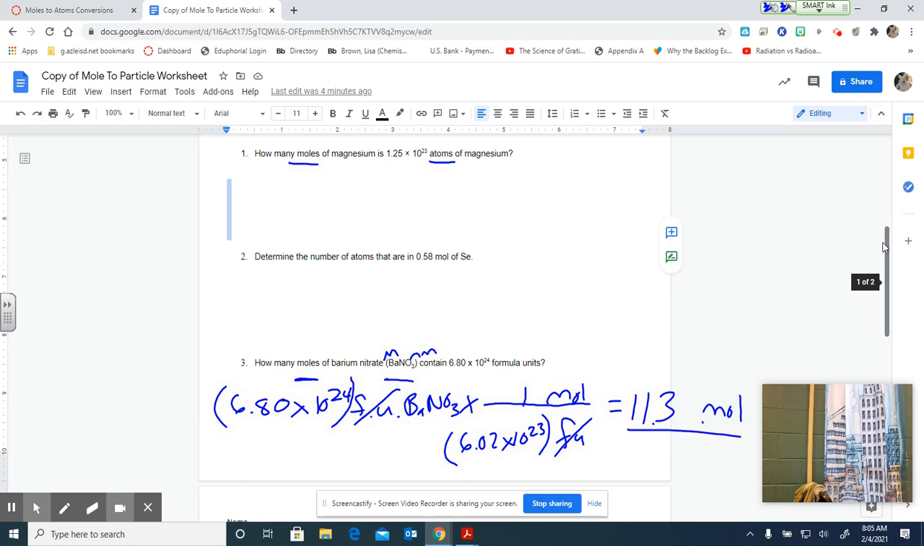So if I have this many formula units, so that many little groupings of barium nitrate floating around together in a jar, I would have 11.3 moles. That's way more than 6.02 times 10 to the 23rd, because I have that times 11. Okay, so I've done one of your examples on your worksheet. I've done your notes for today. We will finish the rest of that page of notes next week.